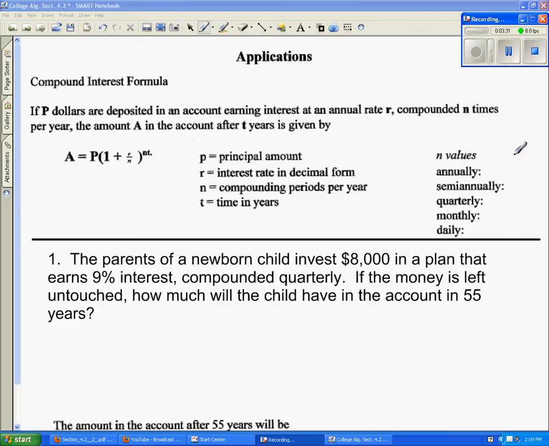If it compounds annually, it's going to have a 1. Semi-annually is going to be a 2. Quarterly is going to be a 4. Monthly is going to be a 12. And daily would be 365.